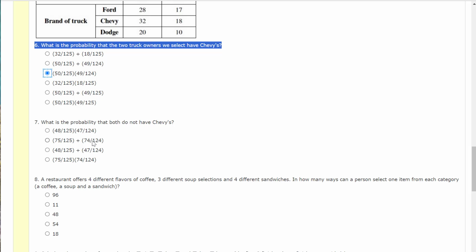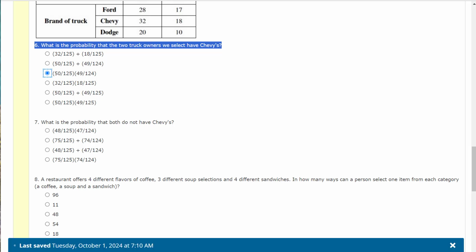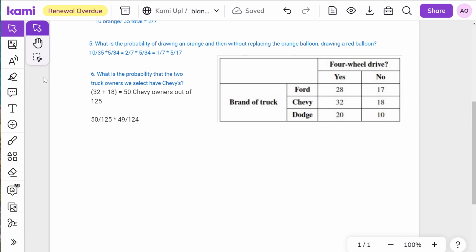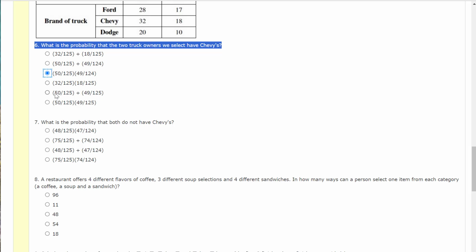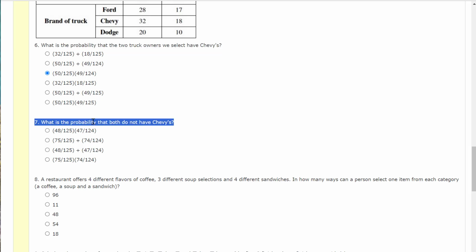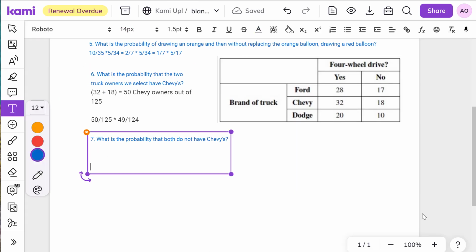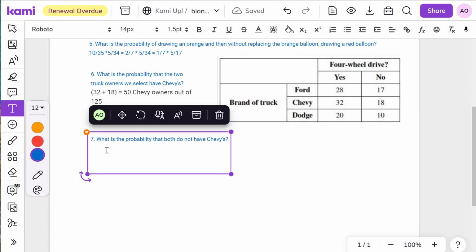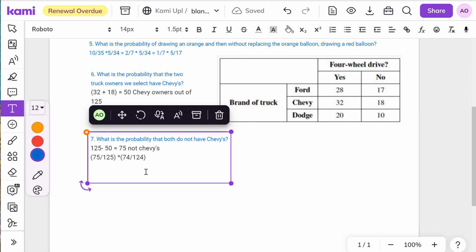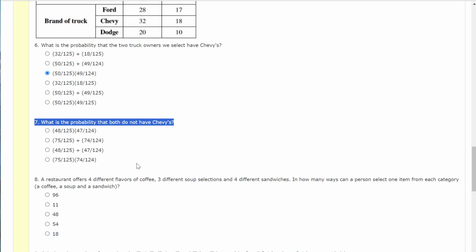What is the probability both do not have Chevys? Well, how many not Chevys are there? There are 125 minus 50 is 75 not Chevys, right? So we can basically say, okay, we got 75 out of 125. It's the first one. He doesn't get a Chevy. And then 74 out of 124 because there are only 124 trucks left. So that should be an answer choice.